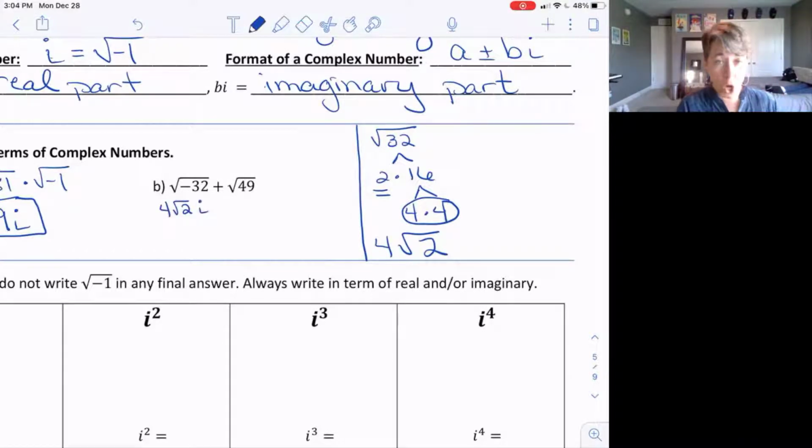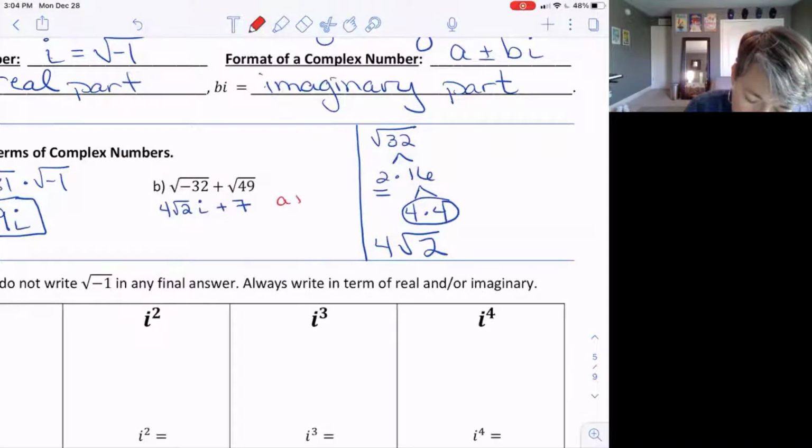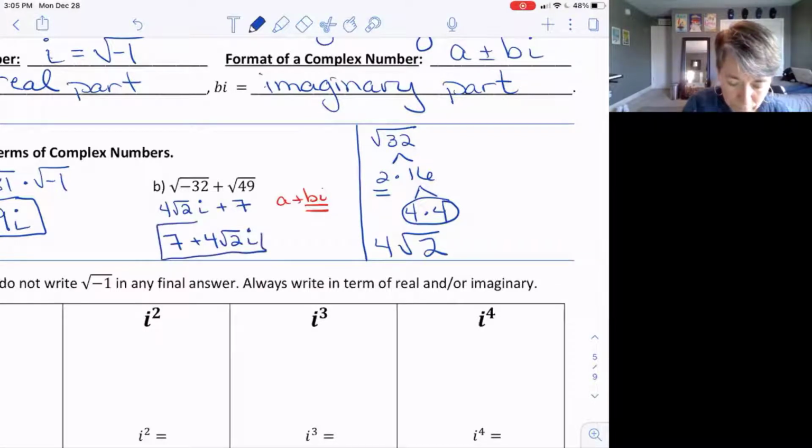Notice that i is not underneath the radical, plus the square root of 49, which is 7. But remember, we always write it in a plus bi form. Okay, so the imaginary is always written second. So we can rewrite this as 7 plus 4 times the square root of 2 times i. So in this example, 7 is the real part. The 4 radical 2 is part of the imaginary part because it's being multiplied by i.